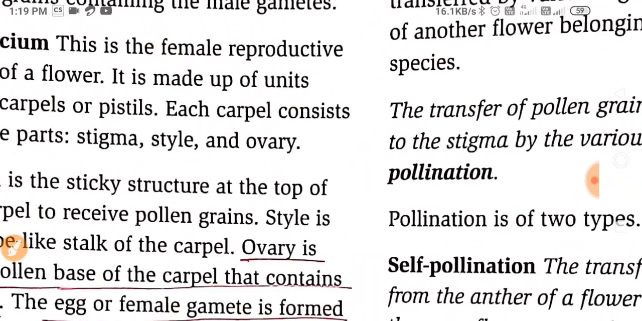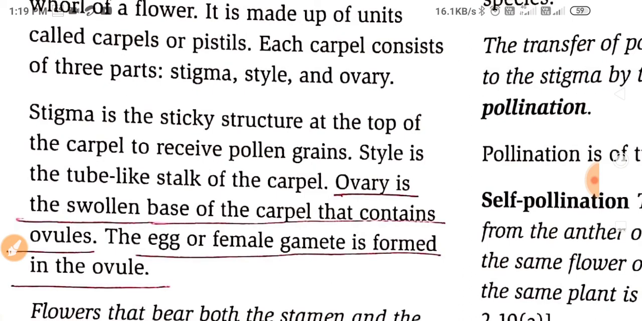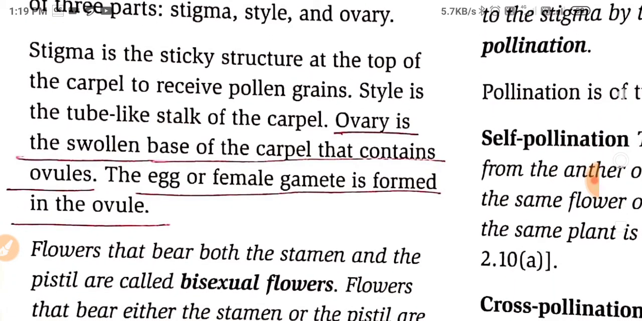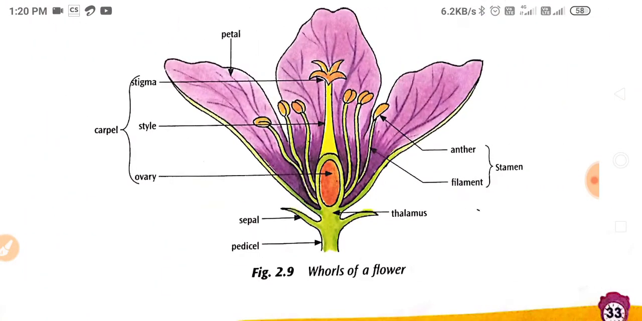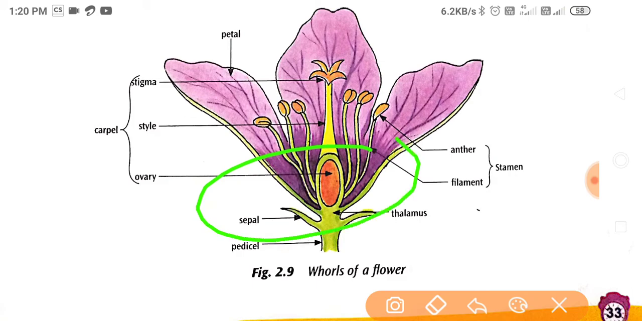So the stigma is the sticky structure at the top of the carpel to receive pollen grains. Style is a tube-like stalk of the carpel. Ovary is the swollen base of the carpel that contains ovules. The egg or female gamete is formed in the ovule. This is the structure of the ovule. So this ovary contains this ovule inside it.